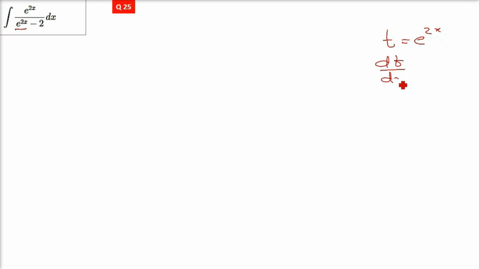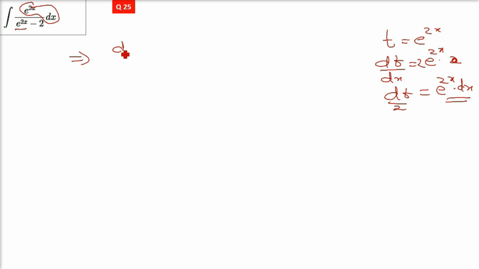t equals e raised to 2x, dt by dx will give you e raised to 2x. The differentiation of 2x will be 2. So this is 2 into e raised to 2x. So in order to replace e raised to 2x into dx, we will get dt by 2 equals e raised to 2x into dx. So the upper content we already got. Let us replace it by dt by 2.